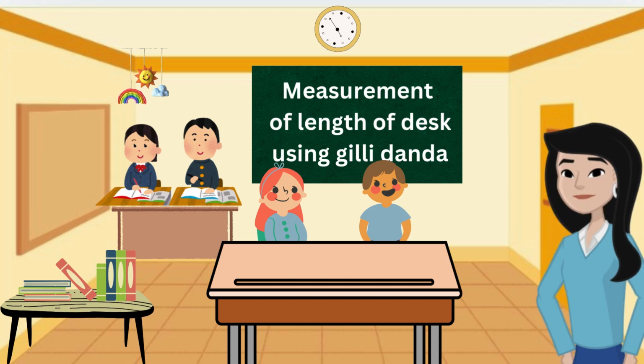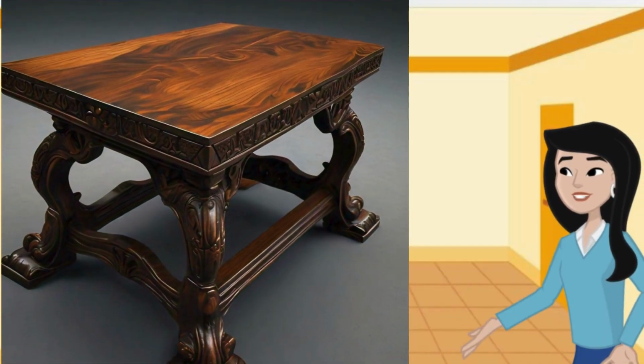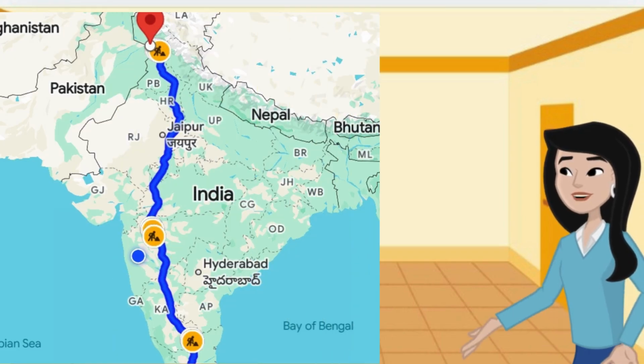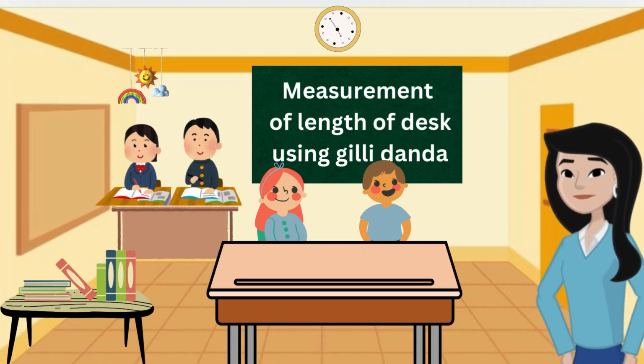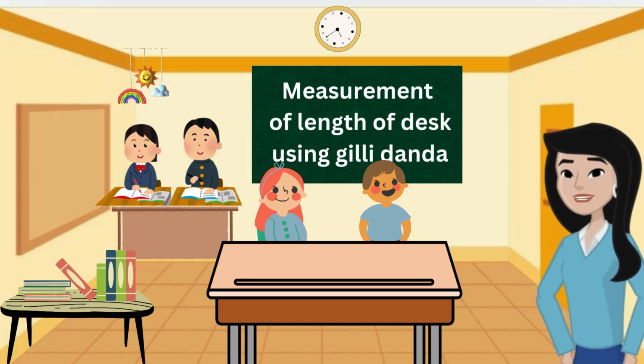The two places may be close enough, like the two ends of a table, or they may be far apart, like Jammu and Kanyakumari. Let's do a few measurements to see what exactly we need to do when we measure distances or lengths. In the next video, we will see some measurements with the help of some activities.